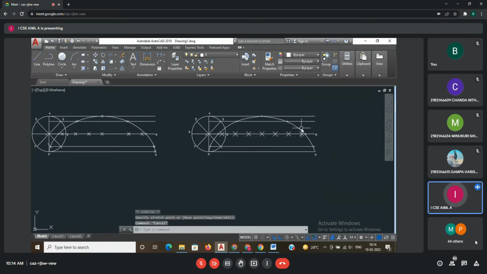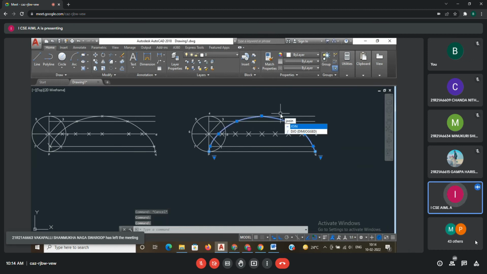Now, like this, you can also go for the mirror option. Then you can go for join. Use the join command.